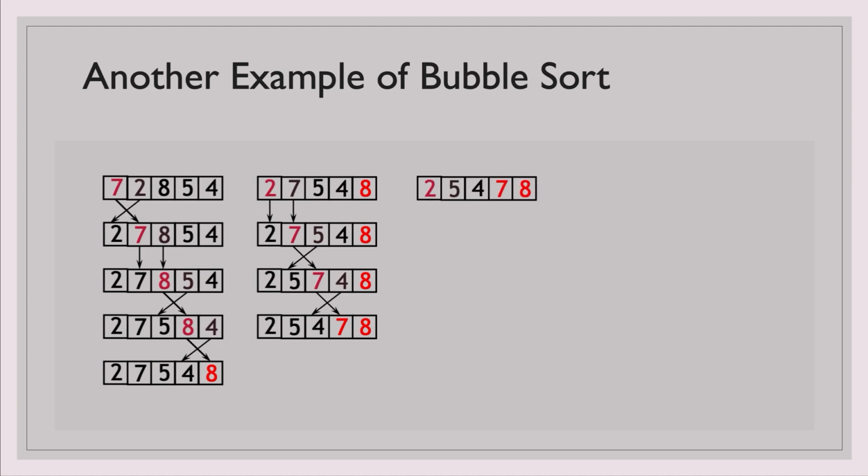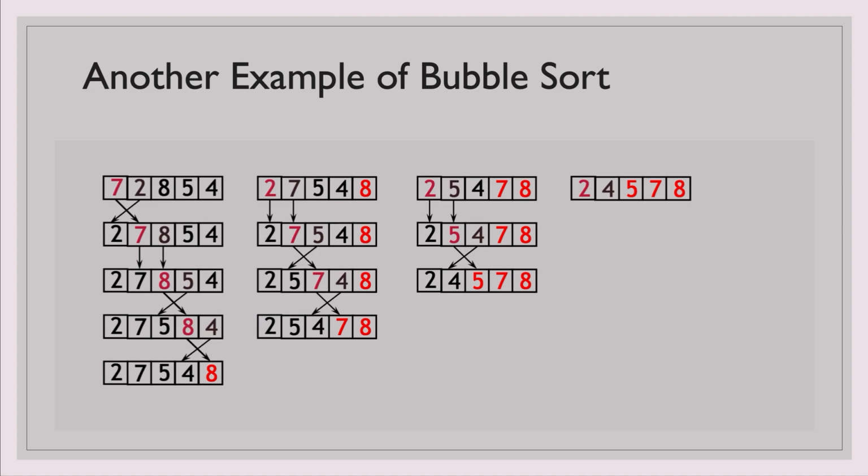Then the next iteration, it starts over and it compares 2 with 5, and because 2 is less than 5, it doesn't swap them. Then 5 with 4, so it swaps 4 and 5. As you see, the biggest number goes to the last, goes to its own place. So that was the third iteration. And then for the next one, it compares 2 and 4, and it doesn't swap them. So as you see, it compared all the values together until it gets sorted.